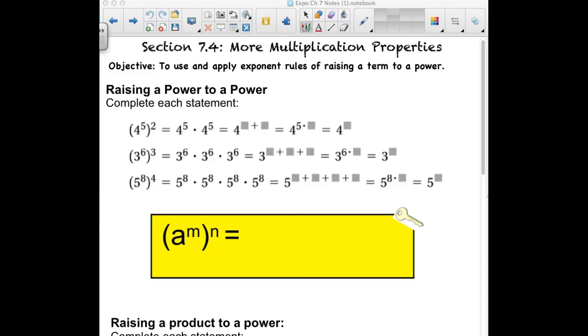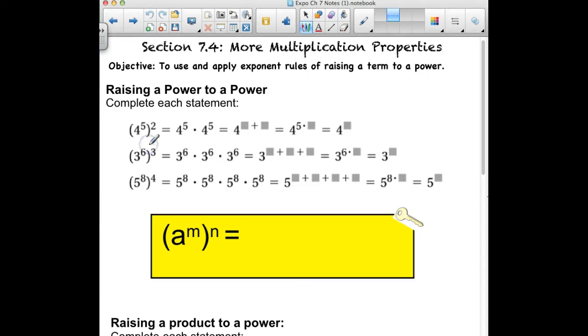All right, this is section 7.4 for exponential algebra. We are going to look at a few more properties of exponents. Our first one here, we're going to look at using and applying exponent rules for raising a term to a power. All right, we have 4 to the 5th and then squared.